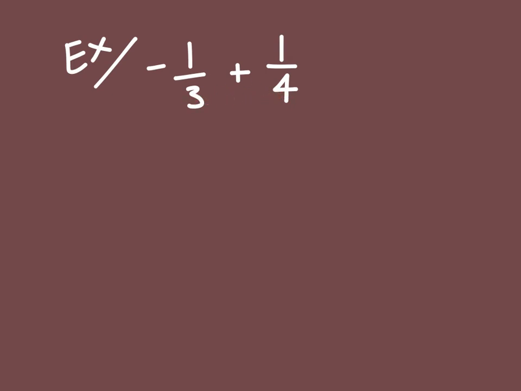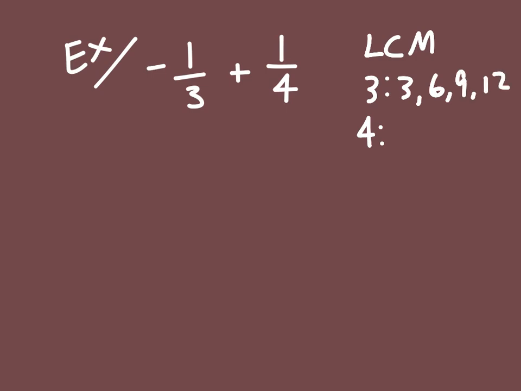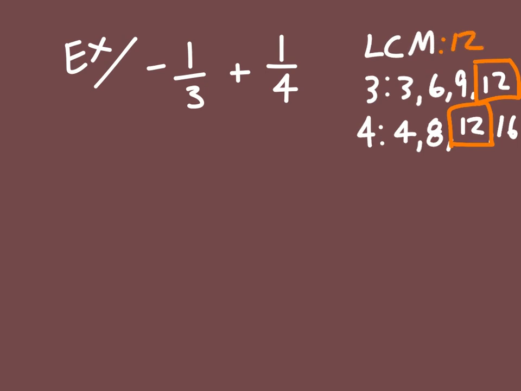The next one I want to do is where we have two different denominators. Again, we want to find the common denominator between them. Let's look at the least common multiple of our denominators. So we list those out for 3 and 4. The multiples of 3 are going to be 3, 6, 9, and 12. The multiples of 4 are going to be 4, 8, 12, and 16. My least common number in both of those lists is 12, so our least common multiple is 12.